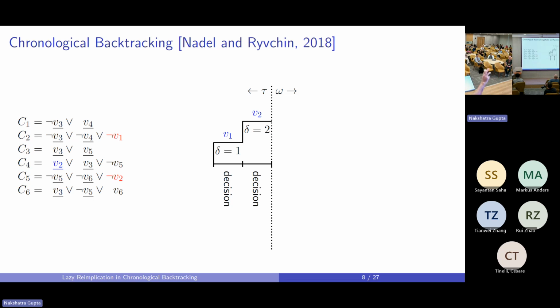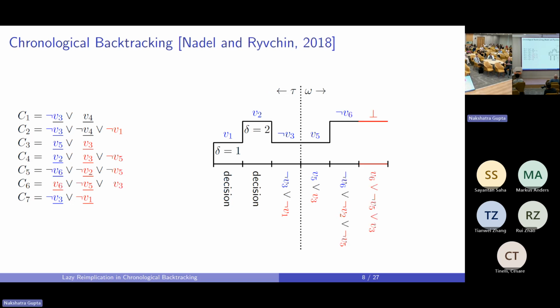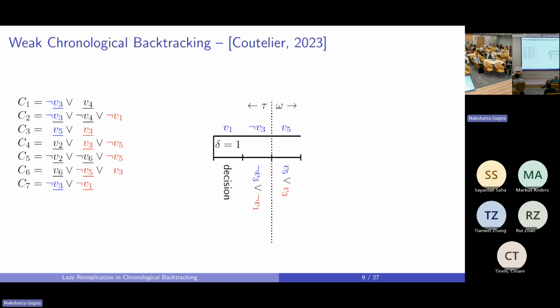So this idea was reintroduced by Alexander Nadel in 2018, and we can actually just continue propagating at level 1 without touching the level 2. Sounds like a good idea until, well, you reach a conflict. Okay, what do? You will remove level 2. Okay, fine. We do this. Uh-oh. There is a problem.